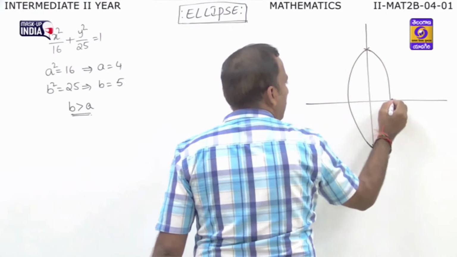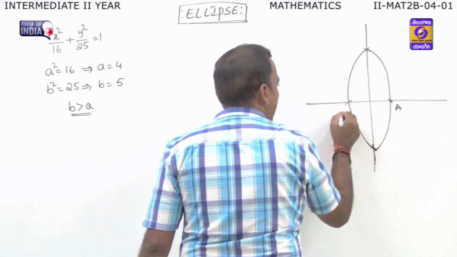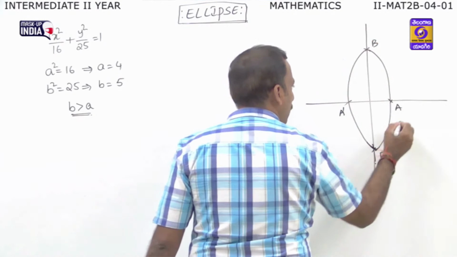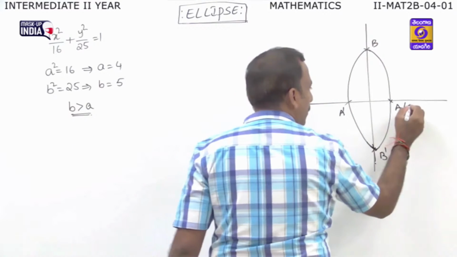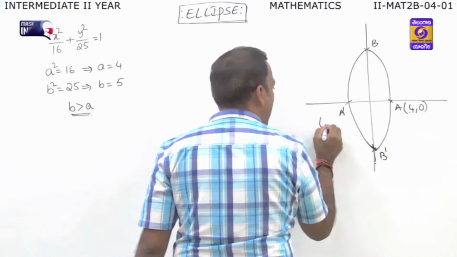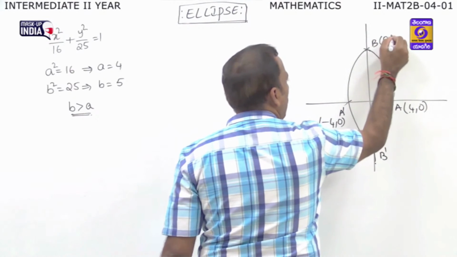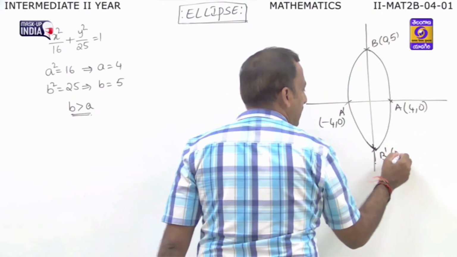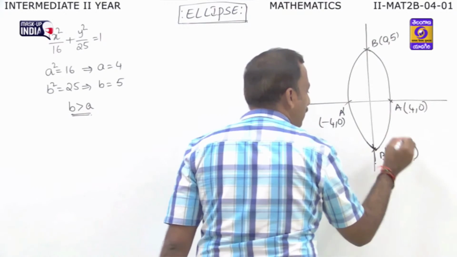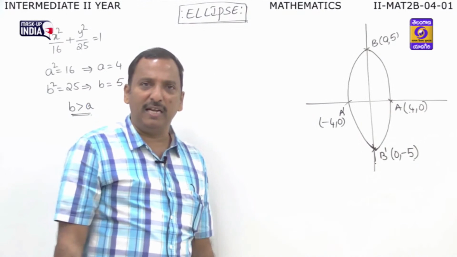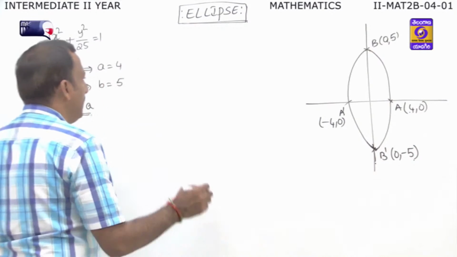This is A, this is A dash, this is B, this is B dash. So what is A? 4, 0, A dash is minus 4, 0. B is 0, 5, B dash is 0, minus 5. First the figure should be drawn. A greater than B, horizontal ellipse. B greater than A, vertical ellipse.